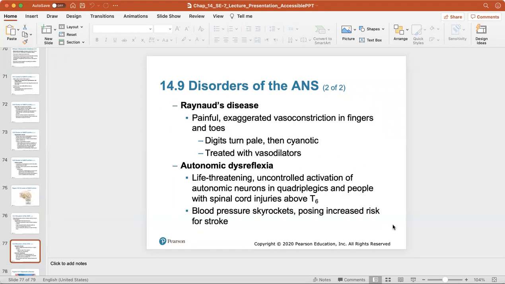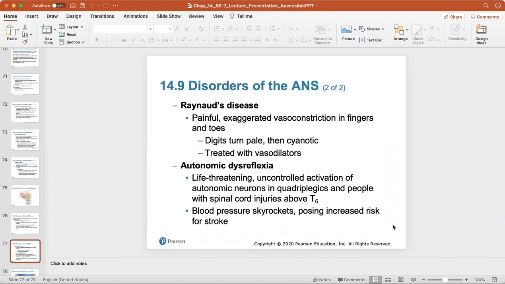Raynaud's disease is a painful, exaggerated vasoconstriction in your fingers and toes. Digits turn pale, then cyanotic, which is kind of a bluish color. It's treated with vasodilators to try to dilate your blood vessels to get blood into your digits.